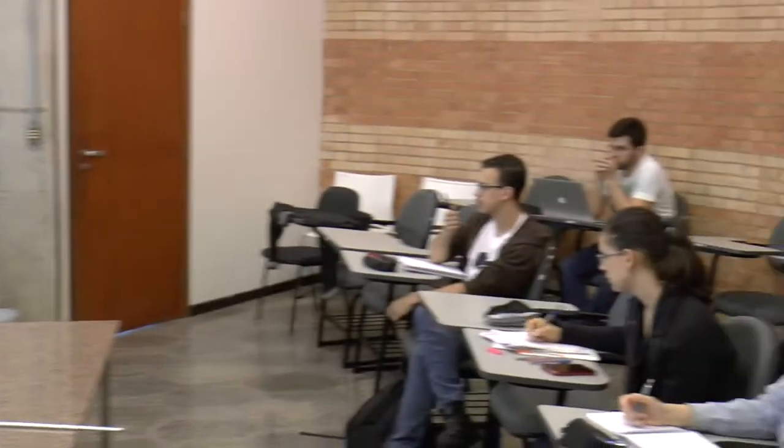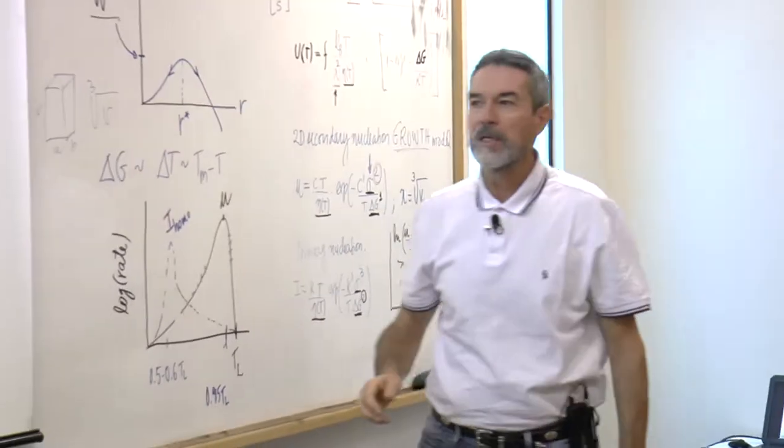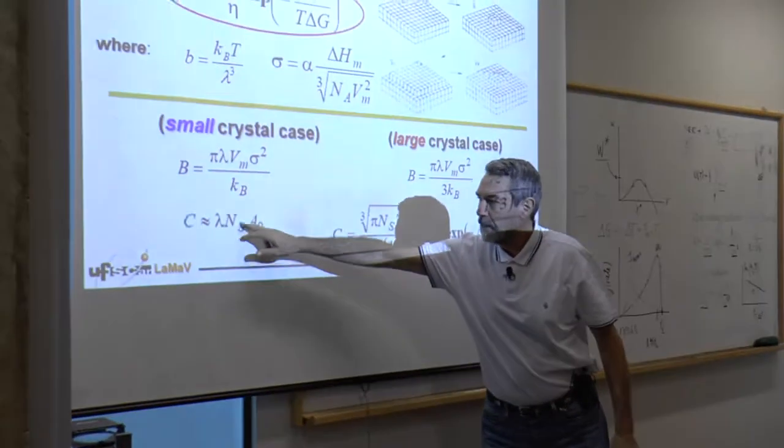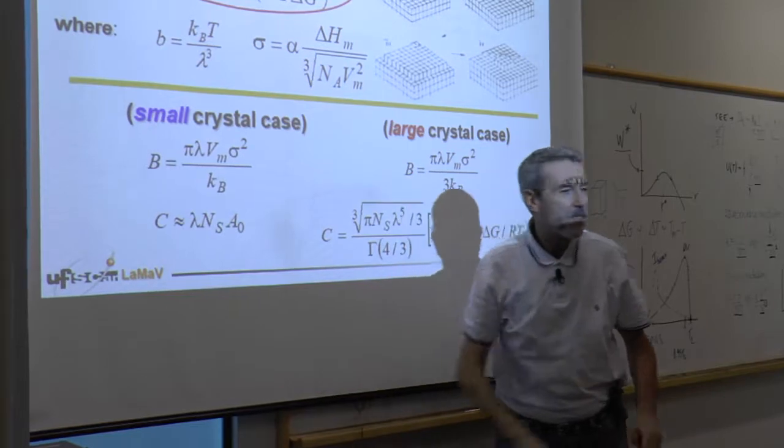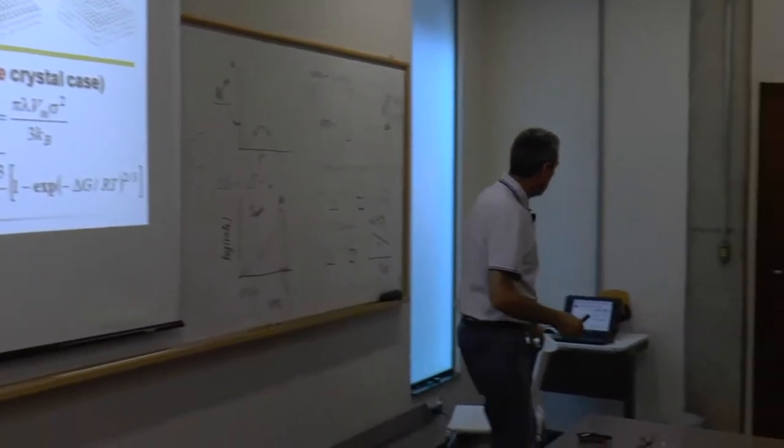What does the V mean? Molar volume. VM is the molar volume. And NS is the number of sites on the surface of a crystal. You remember that you have NV. You have calculated NV for your exercise with primary nucleation. This is similar, so it's NS.